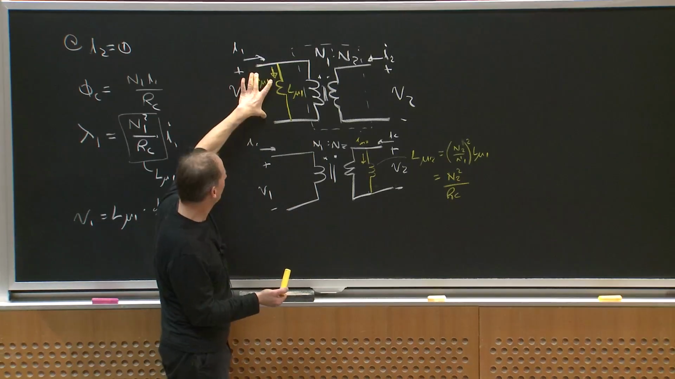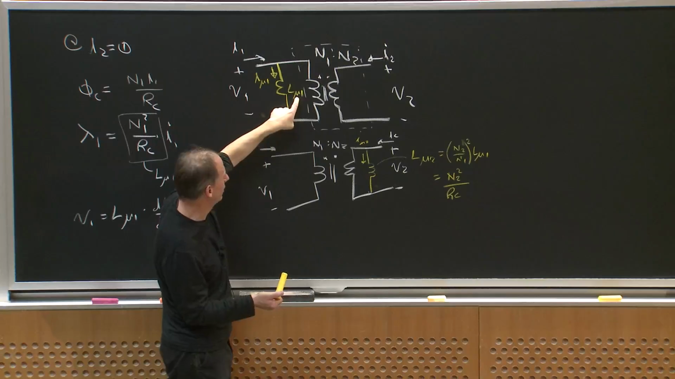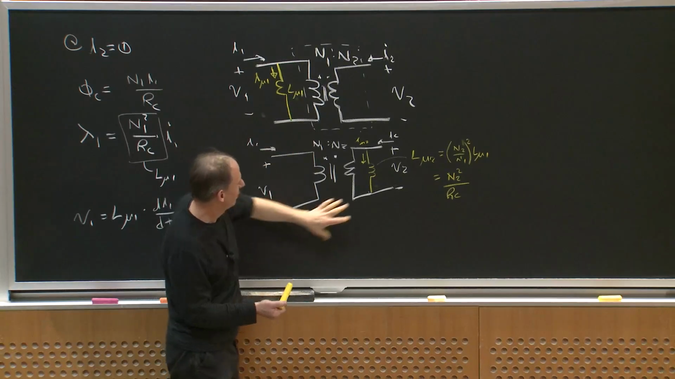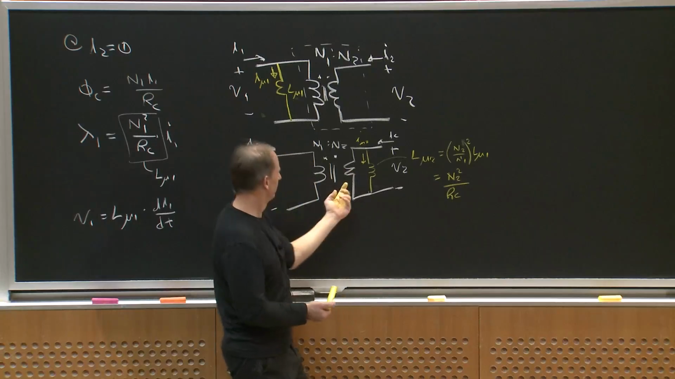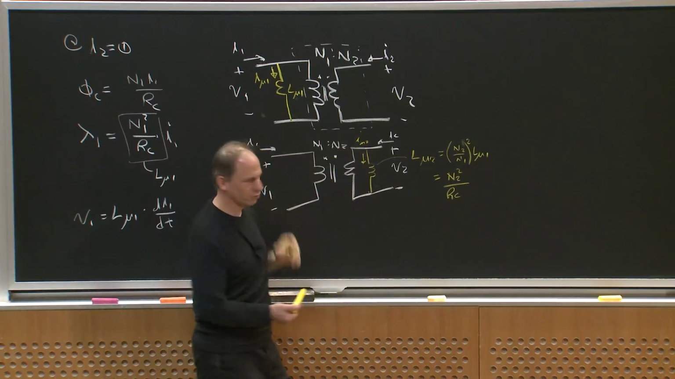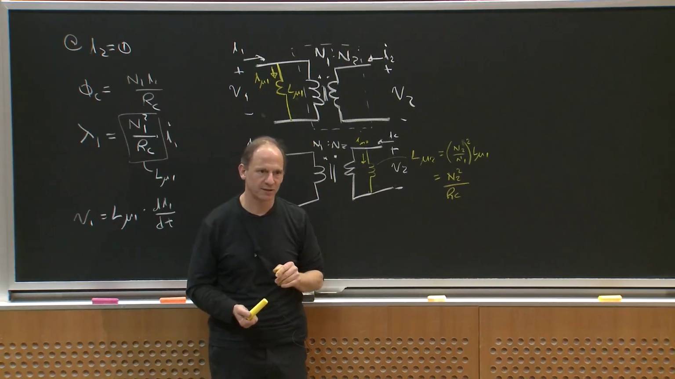You know, if I apply a voltage here, I'll get a certain current into L mu 1, and if I scale, instead I put it on the other side and I scale it, it's just coming out of the ideal transformer on this dot and into the ideal transformer on that dot.